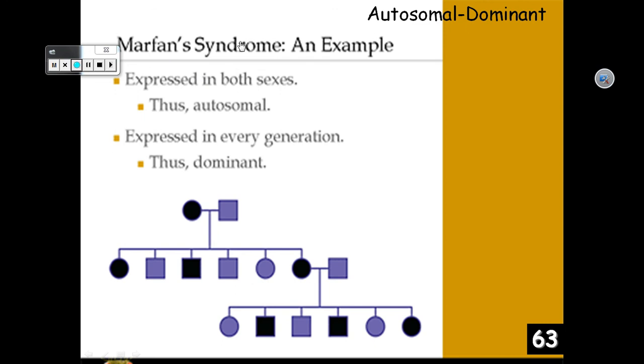Marfan syndrome is an example of being in both sexes, so that means it's autosomal. So remember, the first question, is it autosomal or sex-linked? And notice that it's in both males and females at an equal rate, or close to an equal rate, so we know it's autosomal. All right, it is expressed in every generation, meaning that it's not skipping, so that means it's dominant. So the answer to this pedigree chart would be it is an autosomal dominant disorder.